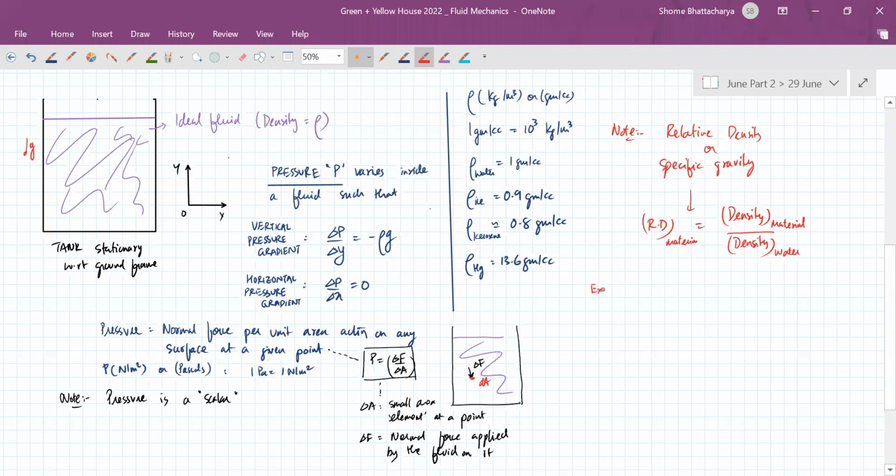So for example, the relative density of mercury is 13.6, because we know that the density of mercury is 13.6 gram per cc and the density of water is 1 gram per cc. So actually whatever is the relative density or specific gravity of a material is actually the value of its density in gram per cc, because water has 1 gram per cc. So more precisely, it is water at 4 degrees C.